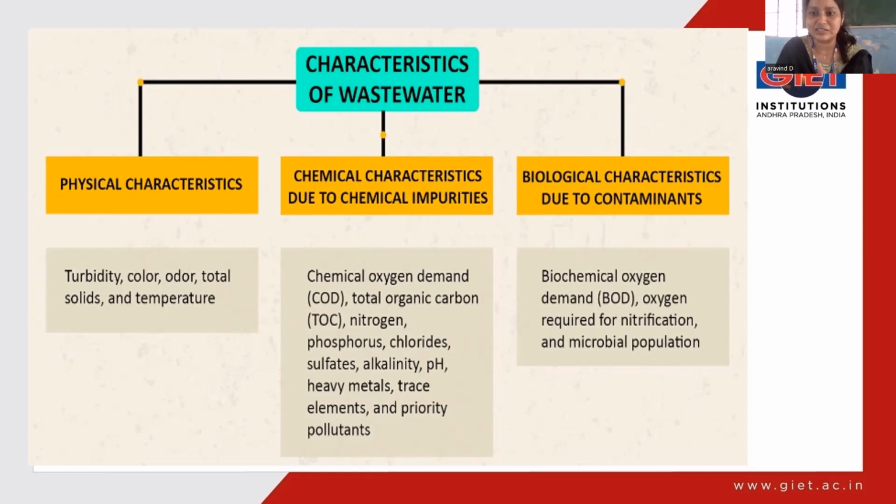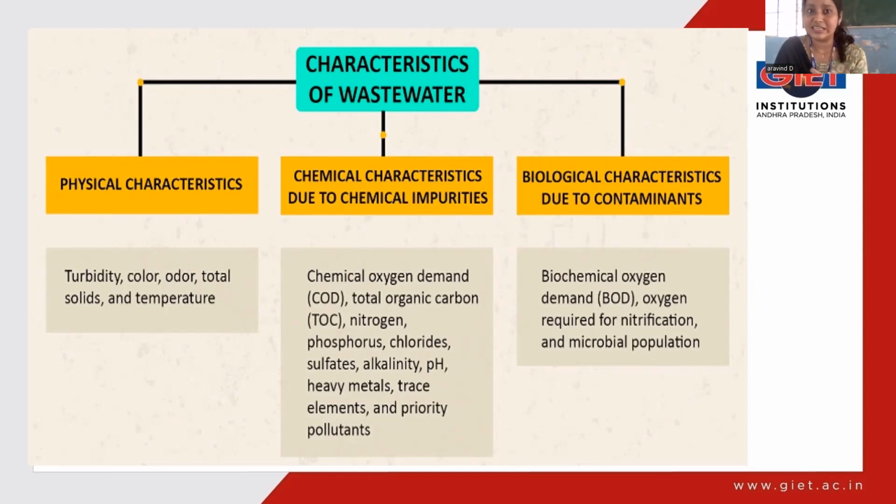These are chemical characteristics. And the third characteristic is biological characteristics. This is completely because of the presence of microorganisms. So biological characteristics include biochemical oxygen demand, dissolved oxygen, and all. BOD is nothing but the amount of oxygen that is required by the microorganisms.